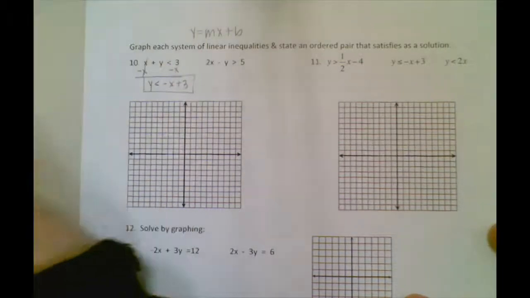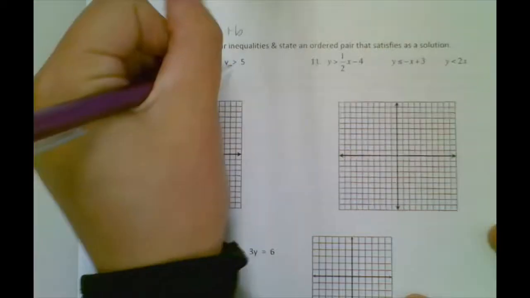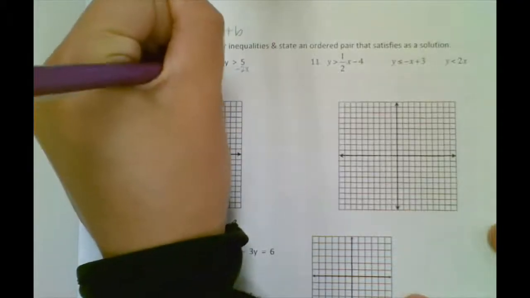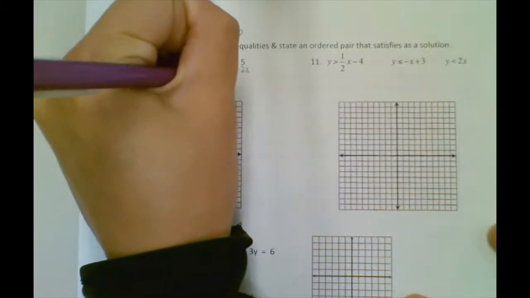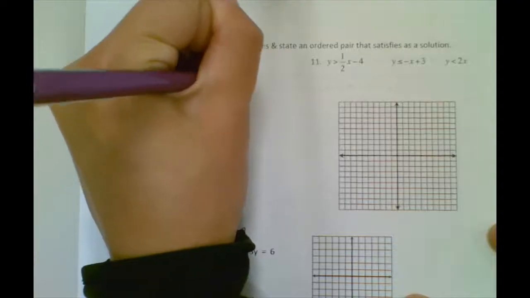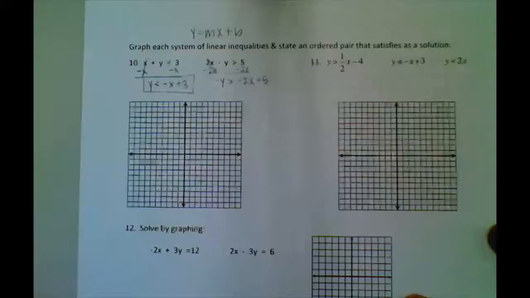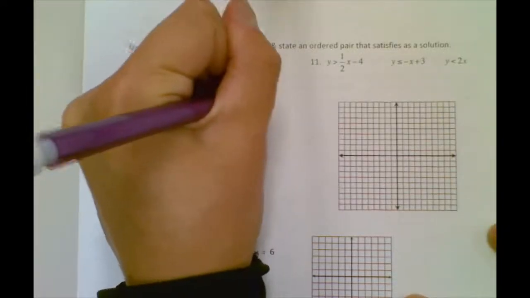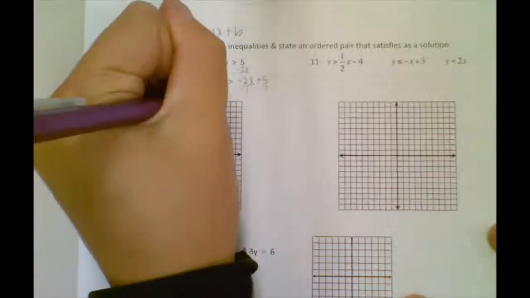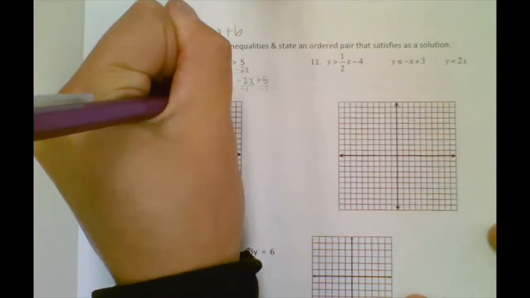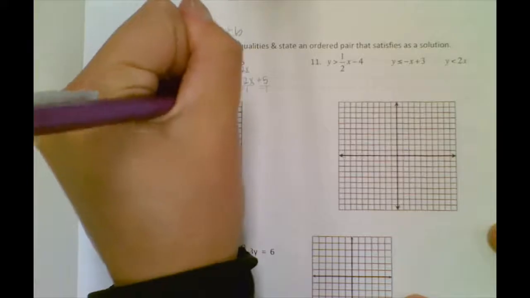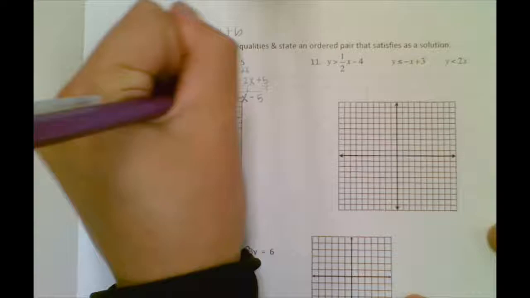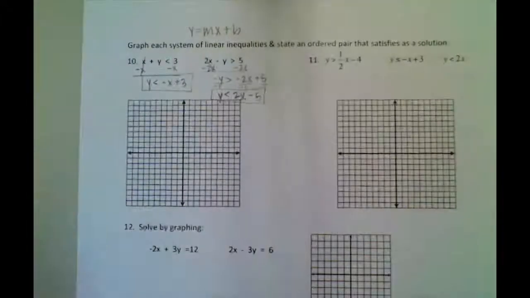So I'm going to graph that guy. And then over here, I need to subtract 2x from both sides. So I get negative y is greater than negative 2x plus 5. And I need the y to be positive, so I need to divide everything by negative 1. So y, remember, anytime you divide by a negative, you flip the sign, so that becomes less than. Two negatives make a positive, so 2x, and positive divided by negative is a negative, so that's negative 5. So these are the two lines I'm going to graph.